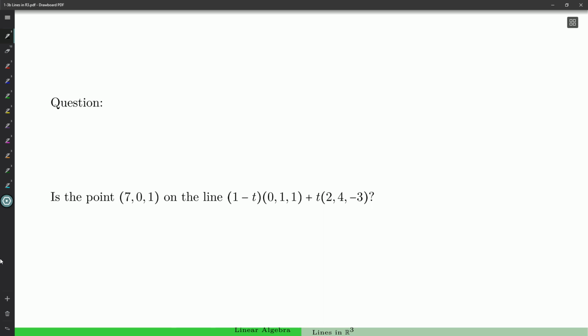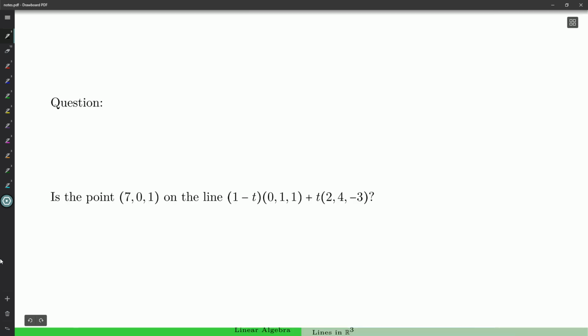Is the point (7, 0, 1) on the line (1 - t, 0, 1) + t(2, 4, -3)? How do we check if a point, in this case (7, 0, 1), is on a line? In this case, we're looking at a two-point form of the line.